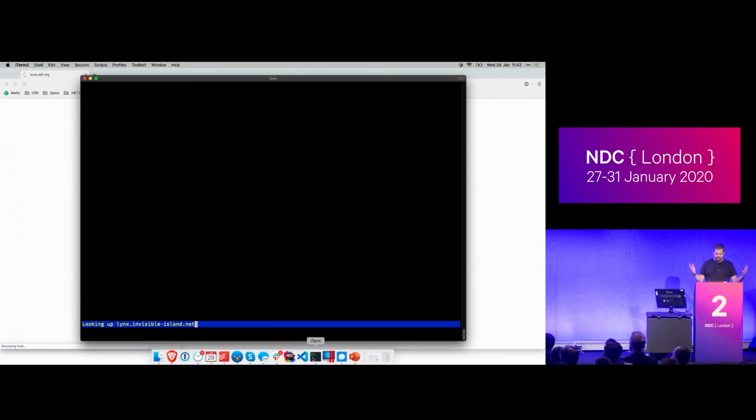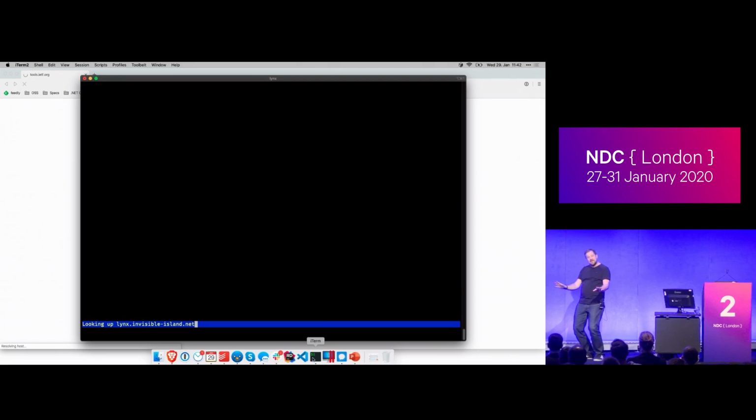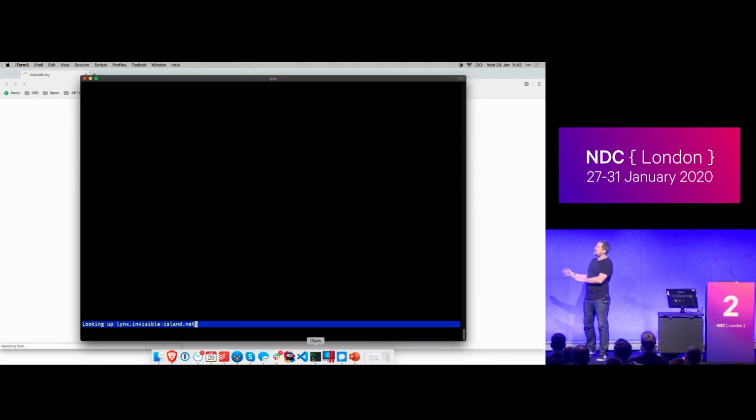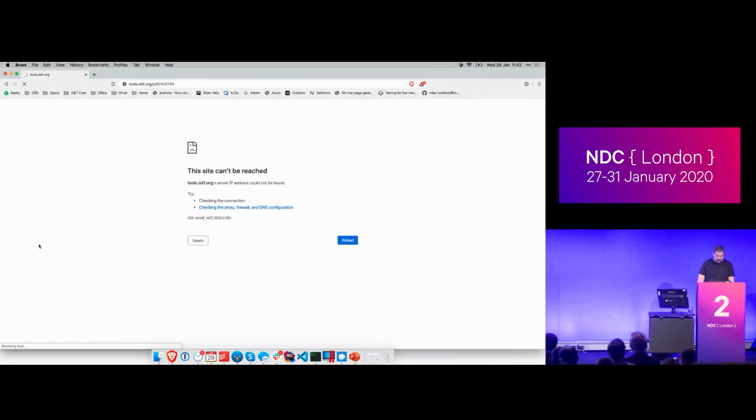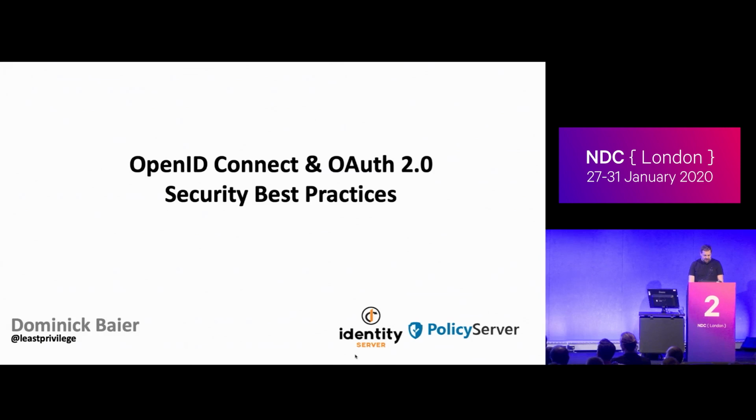It's called Lynx, right? It's a text-based browser. You can see it also doesn't work, because there is no internet. But if you would open the document in that browser, it would look exactly the same as in Chrome. So that's 30 years of backwards compatibility. And they even had dark mode back in the day, so I think that's pretty good. Luckily for the rest of the talk, I don't need internet.